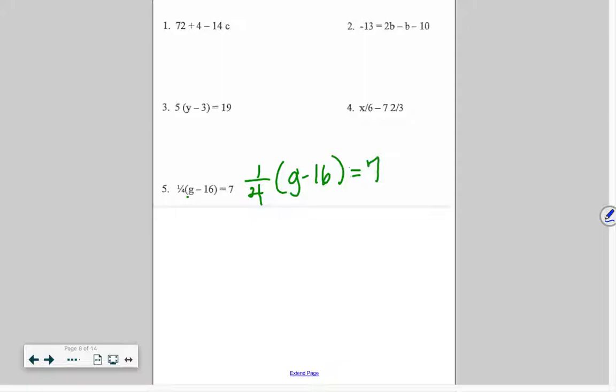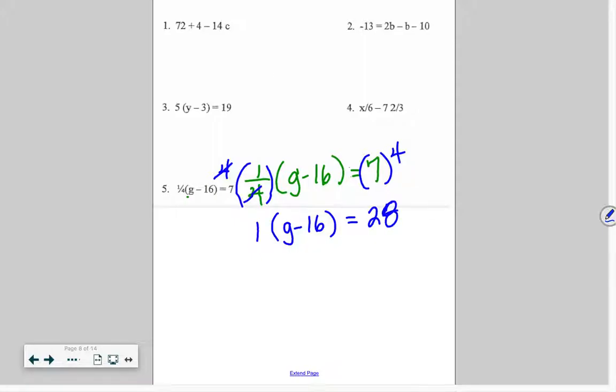What's in the parentheses is being protected right now, because I'm going to make this number 4 times larger, and I can make the other side 4 times larger. So instead of finding a fourth, these are going to cancel. It's just going to leave 1 times g minus 16, and 7 times 4 is 28.